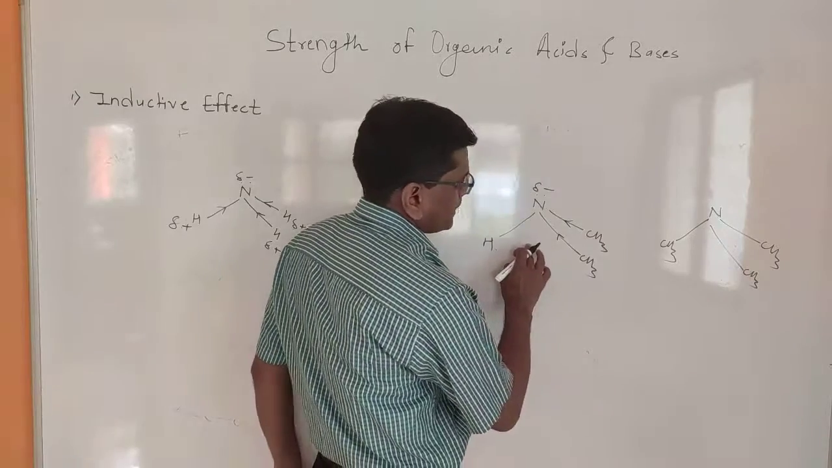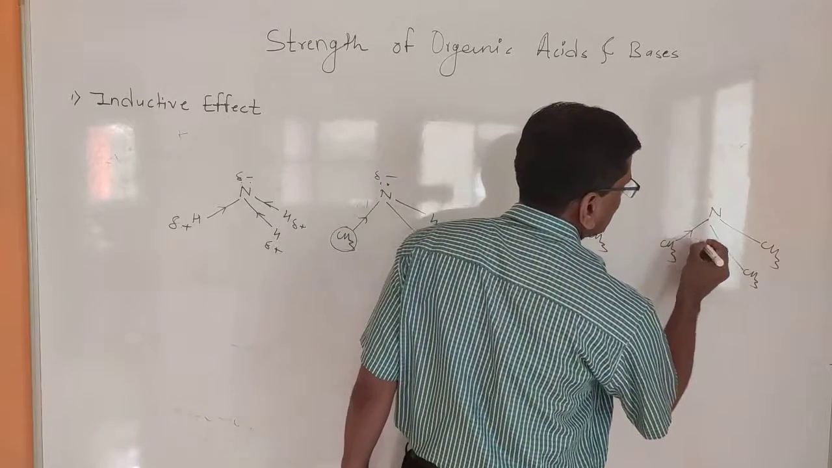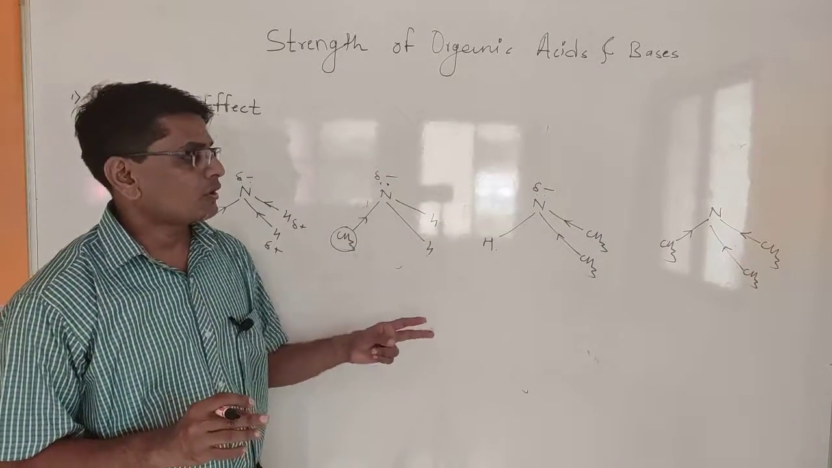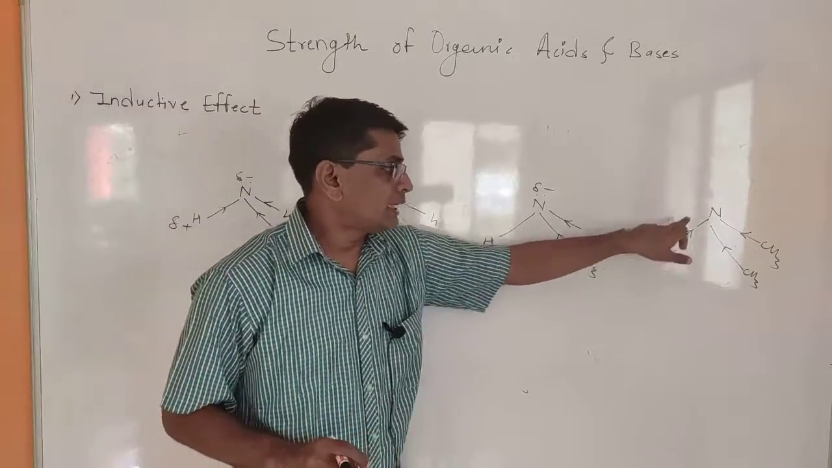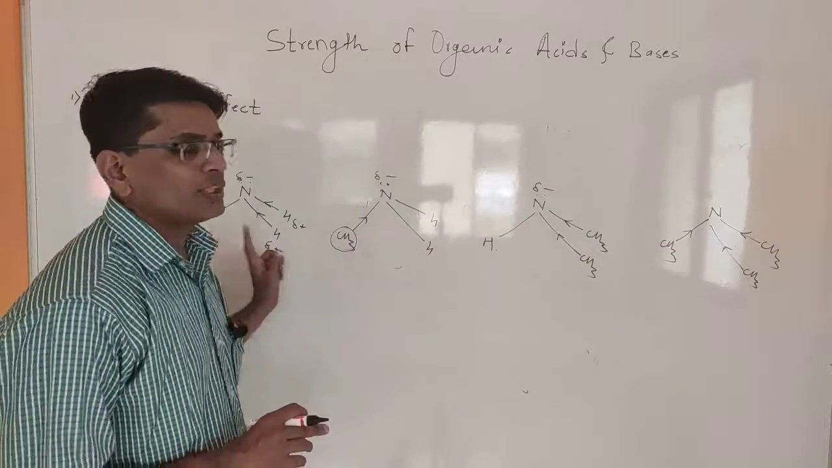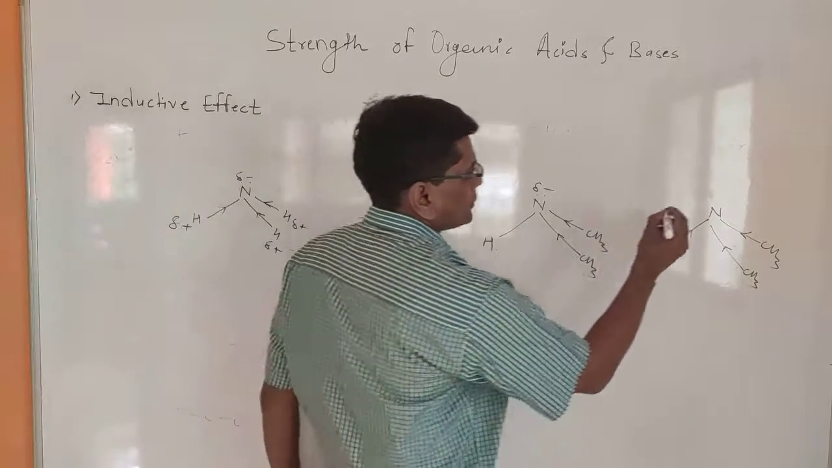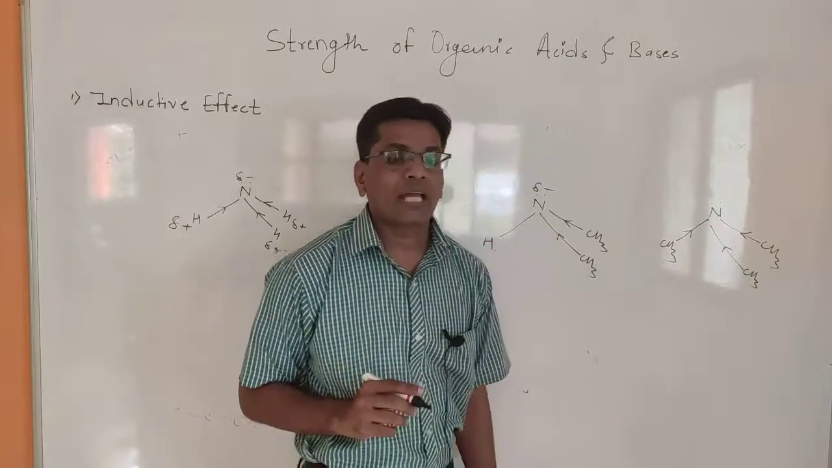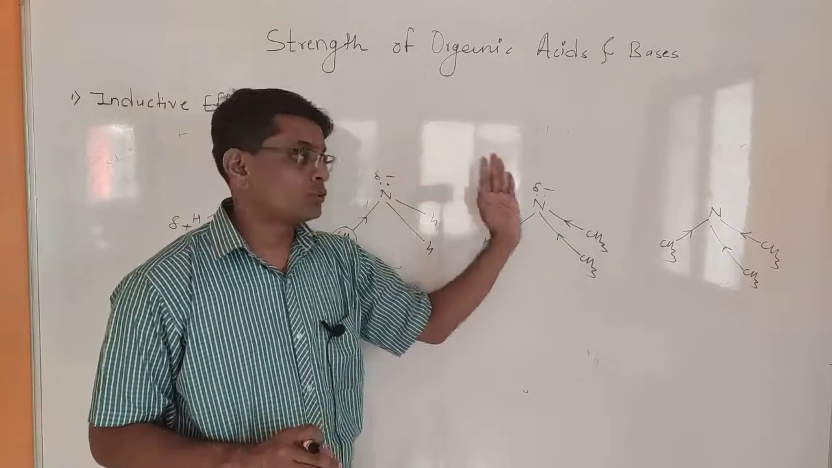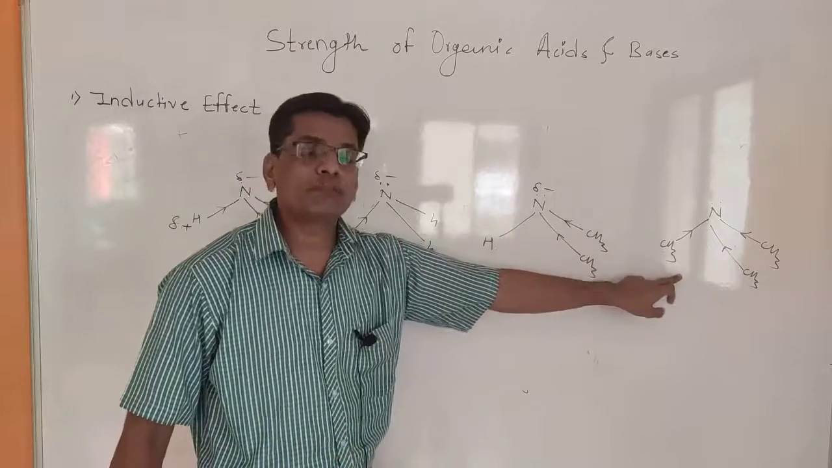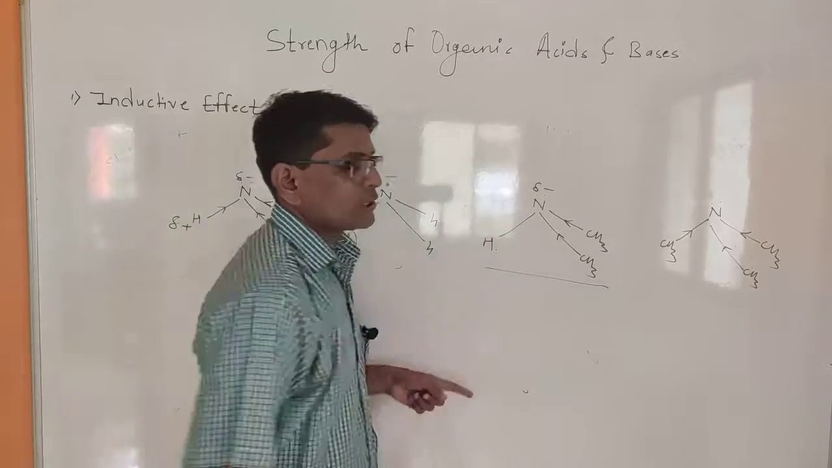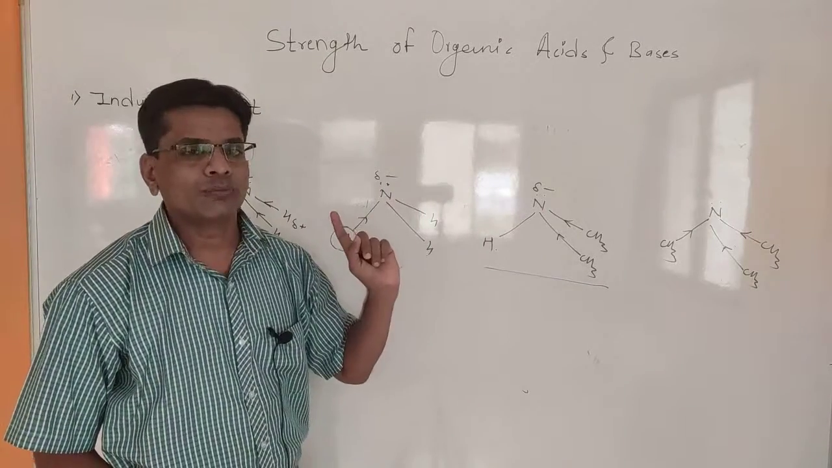And when we compare trimethylamine, here three methyl groups are there. These three methyl groups donate electrons to the nitrogen, and the electron density present on trimethylamine is more as compared to all these remaining molecules. Due to that, this nitrogen is more electron rich, and if it is more electron rich, it becomes a stronger base as compared to all these. So theoretically this becomes the stronger base, but actually dimethylamine is the stronger base among all these molecules.